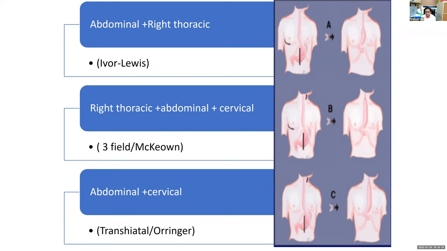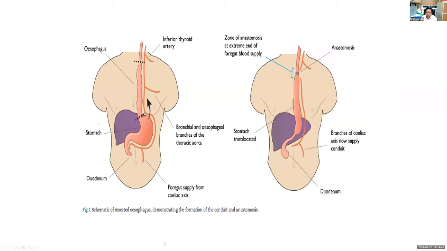And the third approach, which is transhiatal, which was first done by Dr. Orringer, also called the Orringer approach, in which they use the transhiatal approach to dissect the esophagus in the thoracic area, with an abdominal laparotomy being done. And then they do a resection at the cervical area. So a thoracotomy is not required for these patients. And this is how the esophagus is removed from these areas, and then they do an anastomosis.